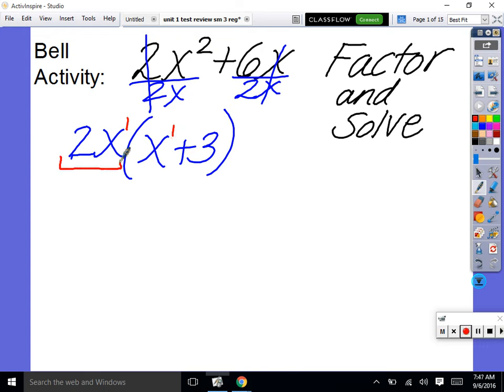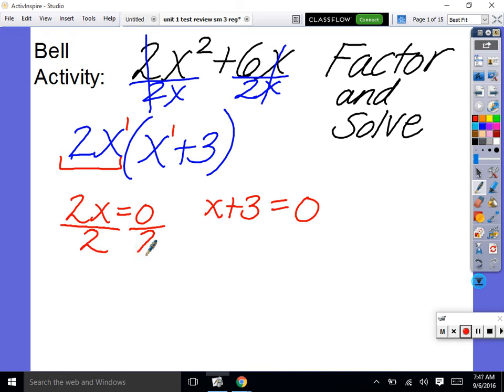So we have this factor, we have 2x equals 0. And we also have x plus 3 equals 0. Now it's just algebra, guys. It's just algebra to get x alone. 2 times x, what undoes multiplication? Division. Divide both sides by 2. 0 divided by 2 is 0.